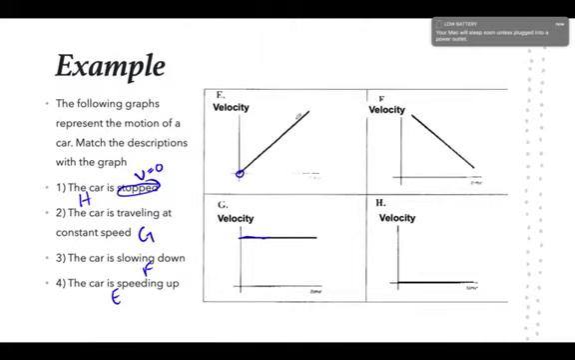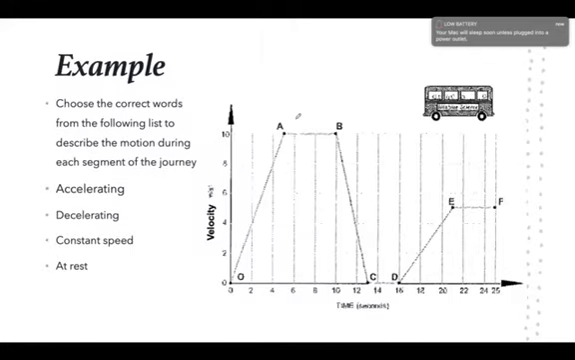All right, let's look at this next example. Choose the correct words from the following list to describe the motion during each segment of the journey: accelerating, decelerating, constant speed, at rest. Pause the video here, take a couple of minutes, and see if you can come up with the answer to this question.